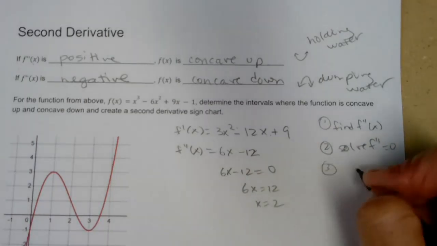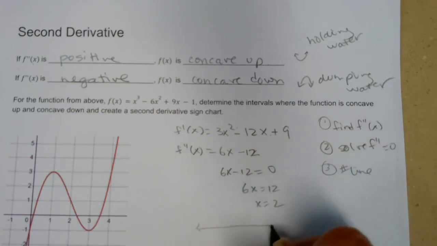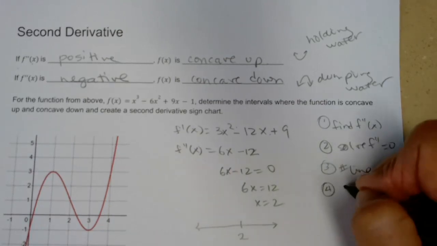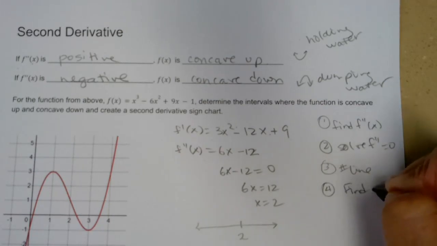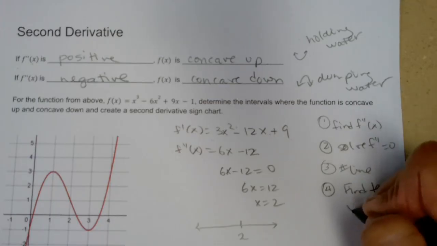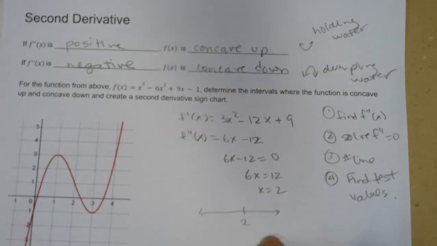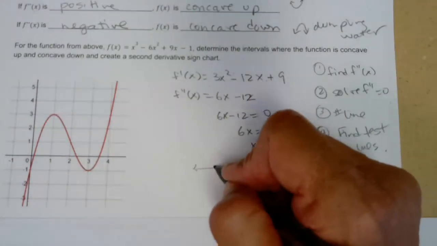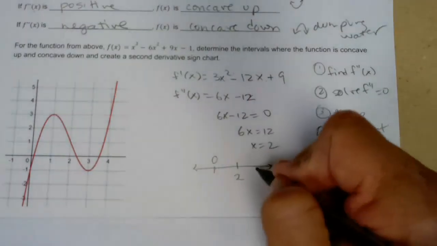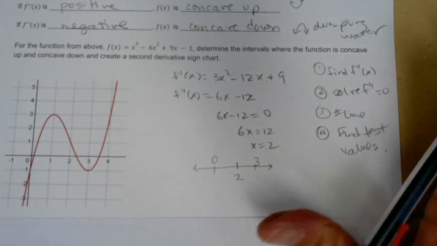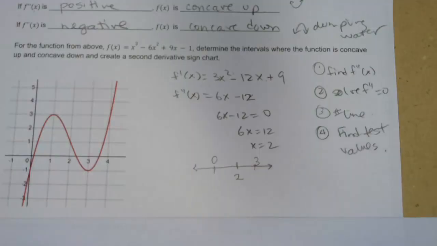Then sign chart, so number line. And now we're checking our second derivative. So we need to find test points, test values. So to the left or to the right of 2. So I'll take 0 to be my left and 3. It really doesn't matter. You can pick any number as long as you have one that's to the left and one that's to the right.